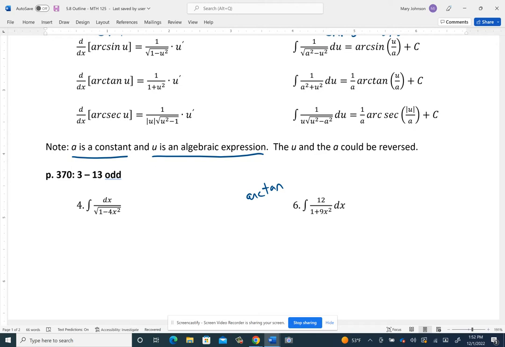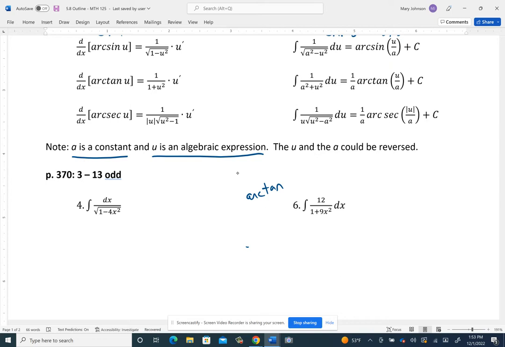So I know that the a squared is going to come from the 1. And if a squared is 1, then a would be the square root of that. You don't have to worry about the plus or minus. We're going to be using the 1. And then the u is going to, let me move this over a little bit more.